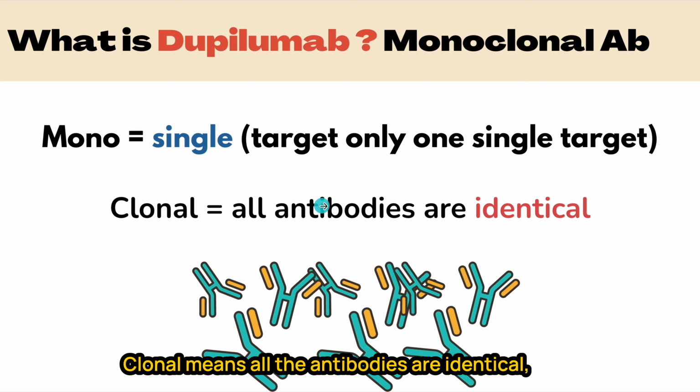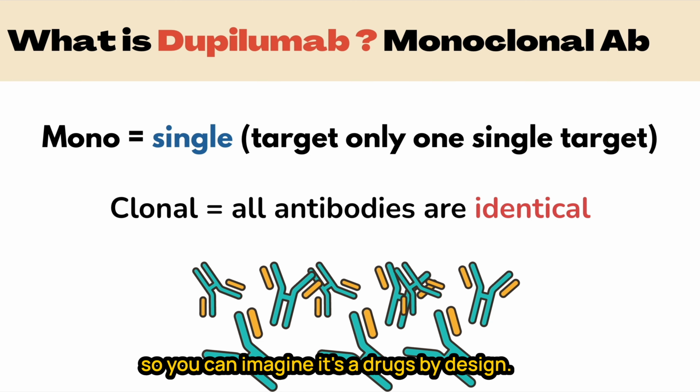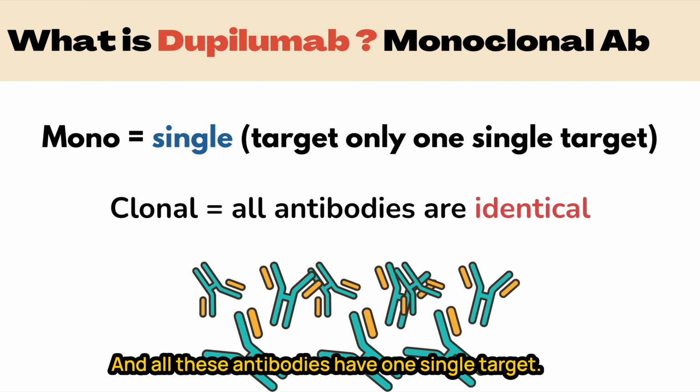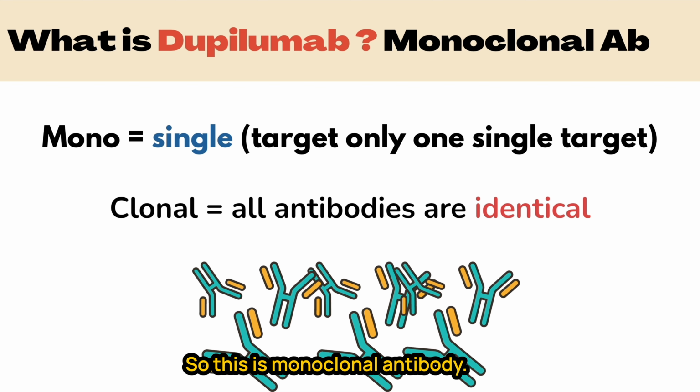Clonal means all the antibodies are identical. So you can imagine it's a drug by design. When we design the target, we design the antibody and produce many of the antibody, and all these antibodies have one single target. So this is a monoclonal antibody.